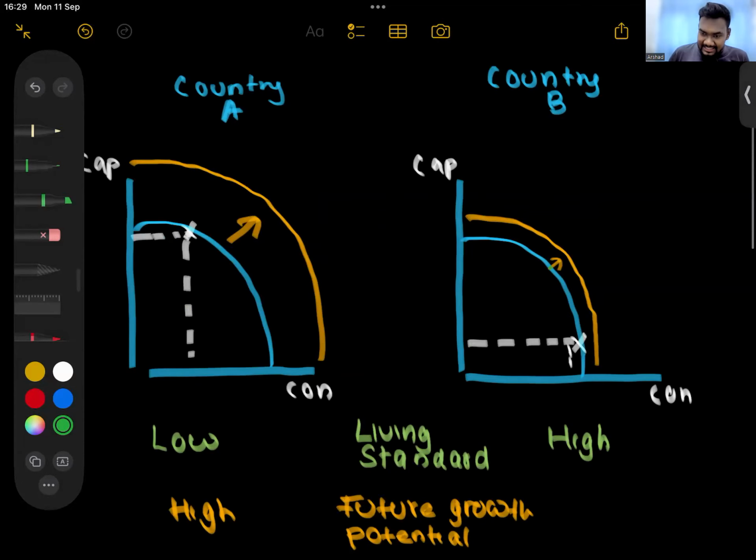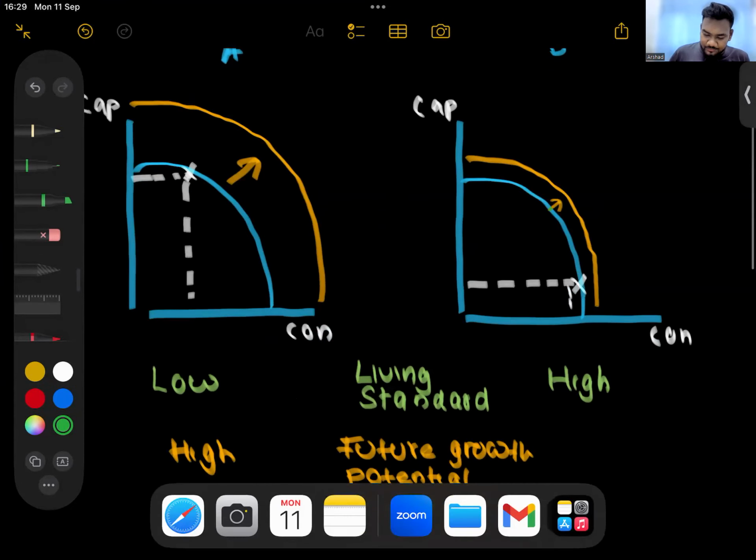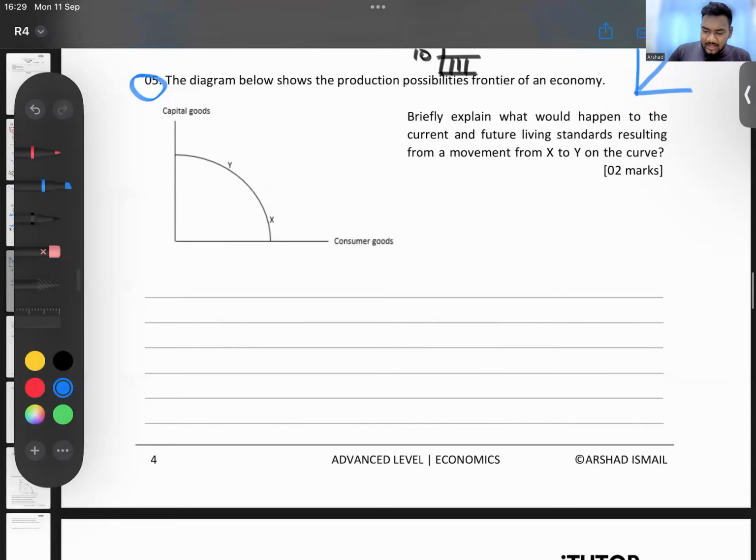Right. Then, guys, shall we go to our question now? Our question is saying, briefly explain what would happen to the current and future living standards from a movement from X to Y. So where are we? We are currently at point X. Right? They are saying X to Y, not Y to X. So currently we are here.